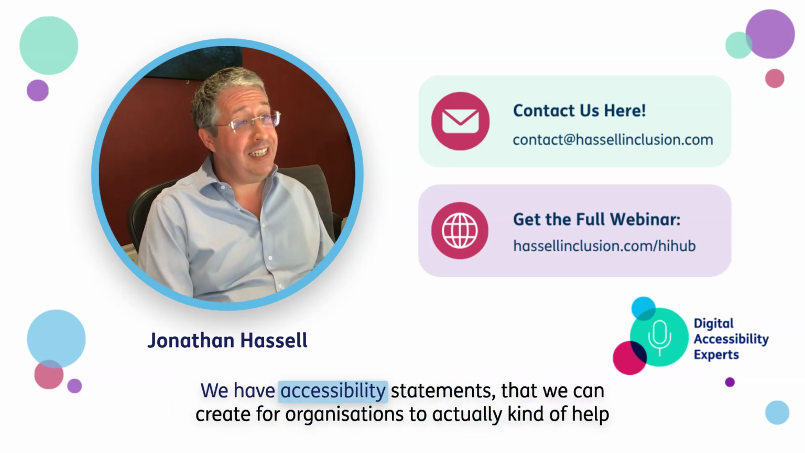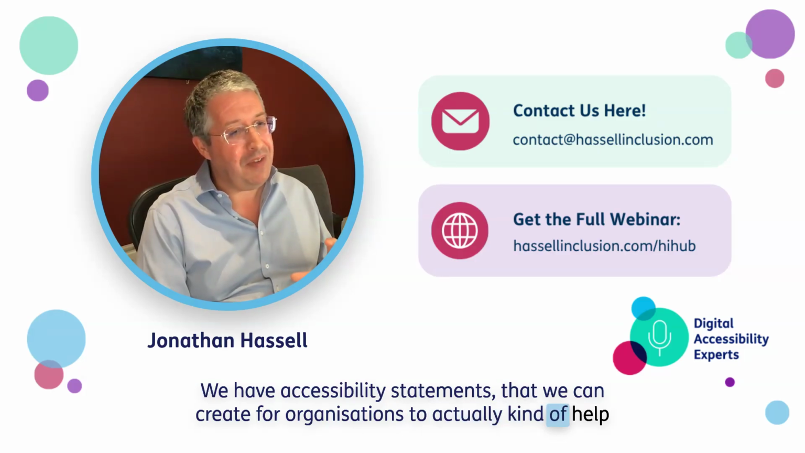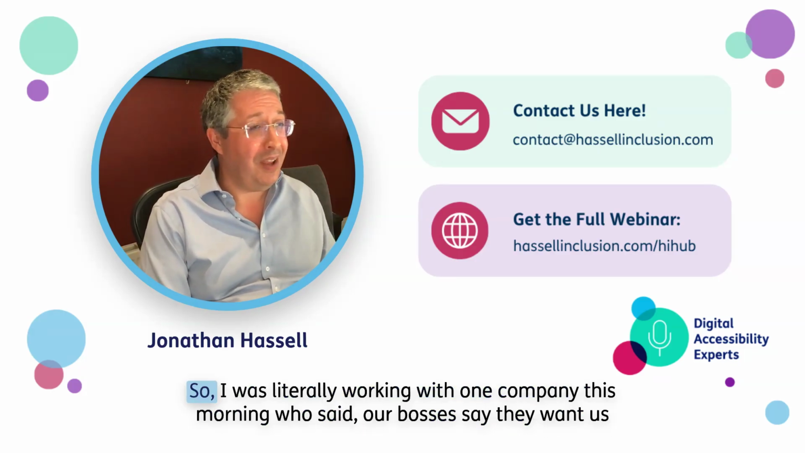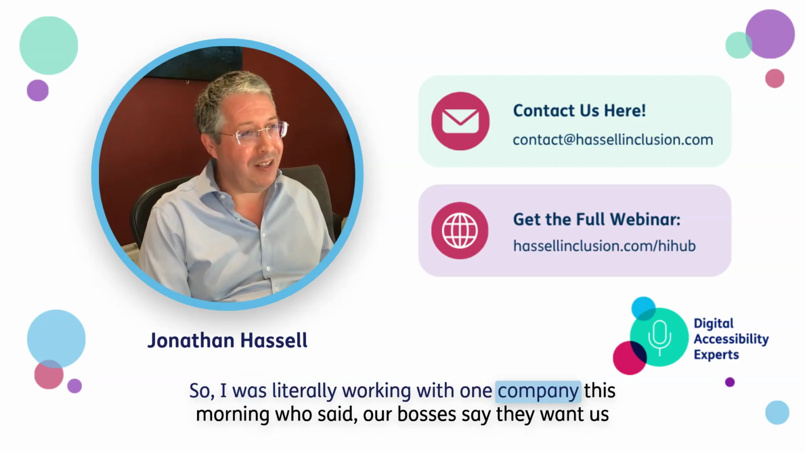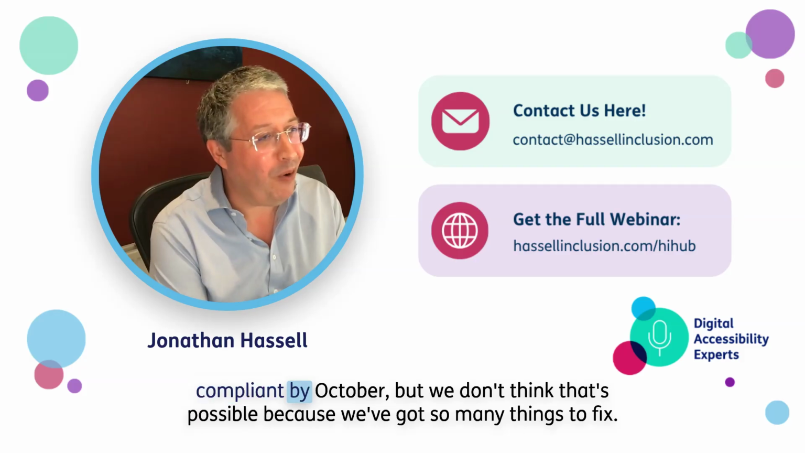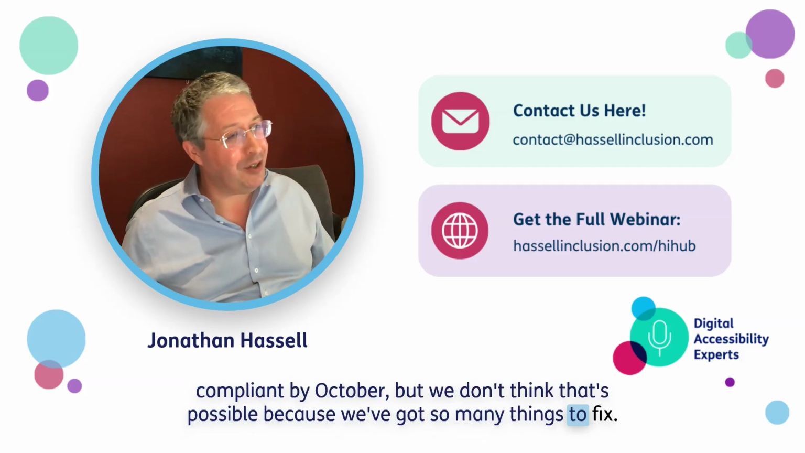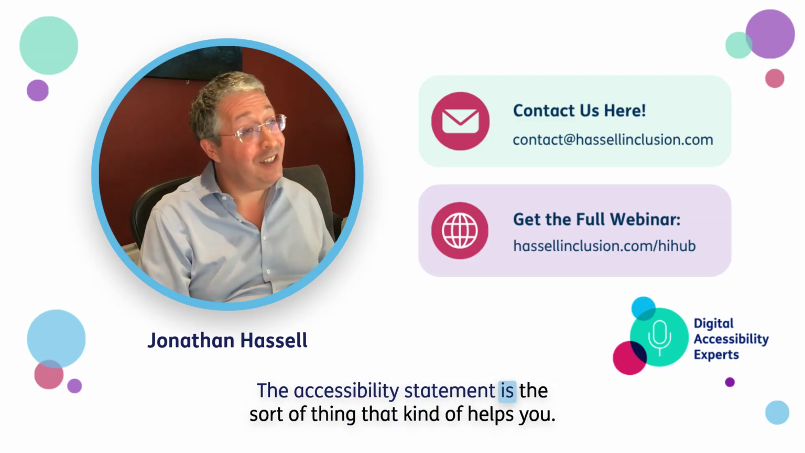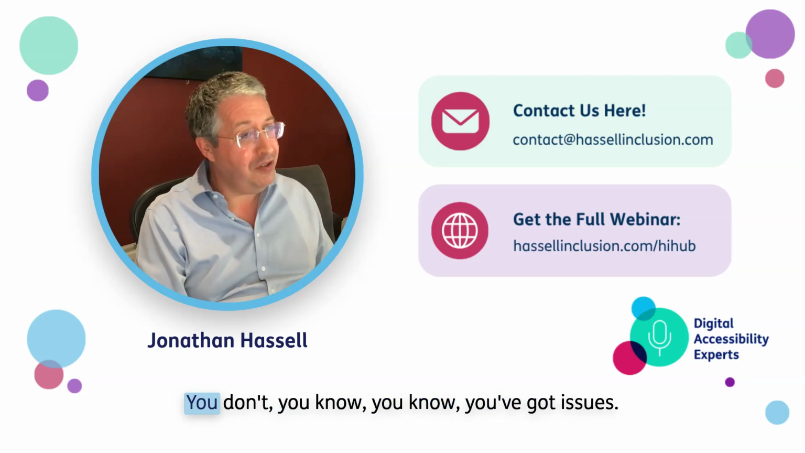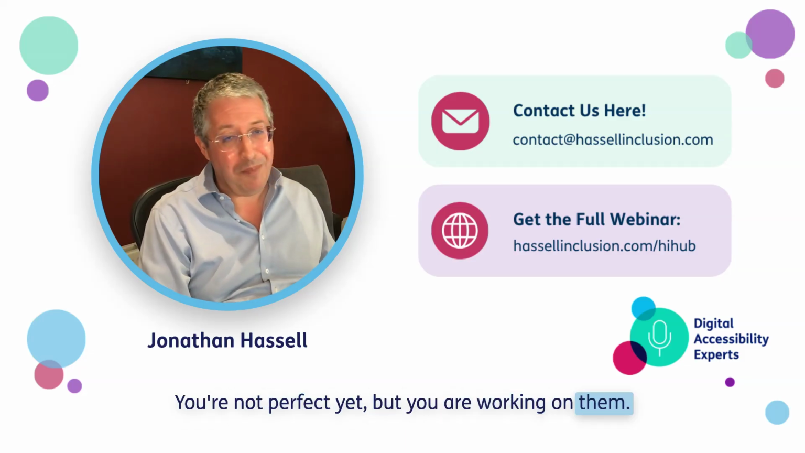We have accessibility statements that we can create for organizations to help them mitigate risk whilst they are fixing things. So I was literally working with one company this morning who said, our bosses say they want us compliant by October, but we don't think that's possible because we've got so many things to fix. The accessibility statement is the sort of thing that helps you. It enables people to know you've got issues. You're not perfect yet, but you're working on them.